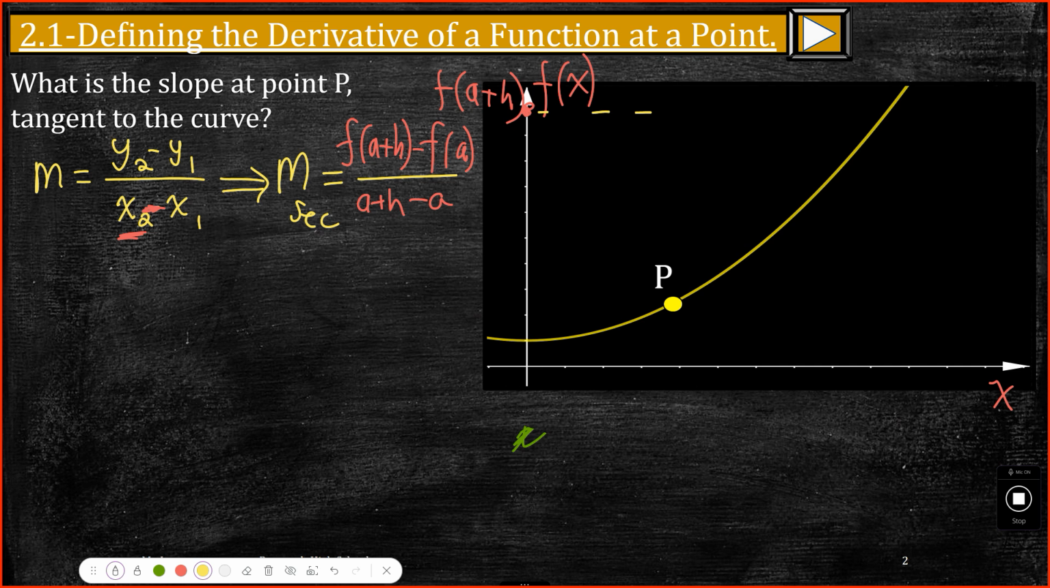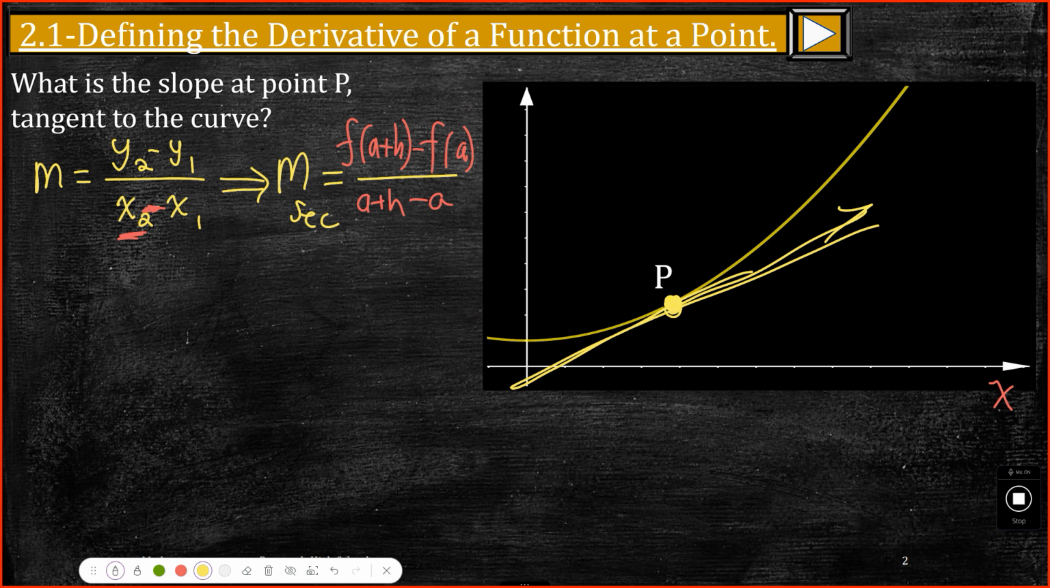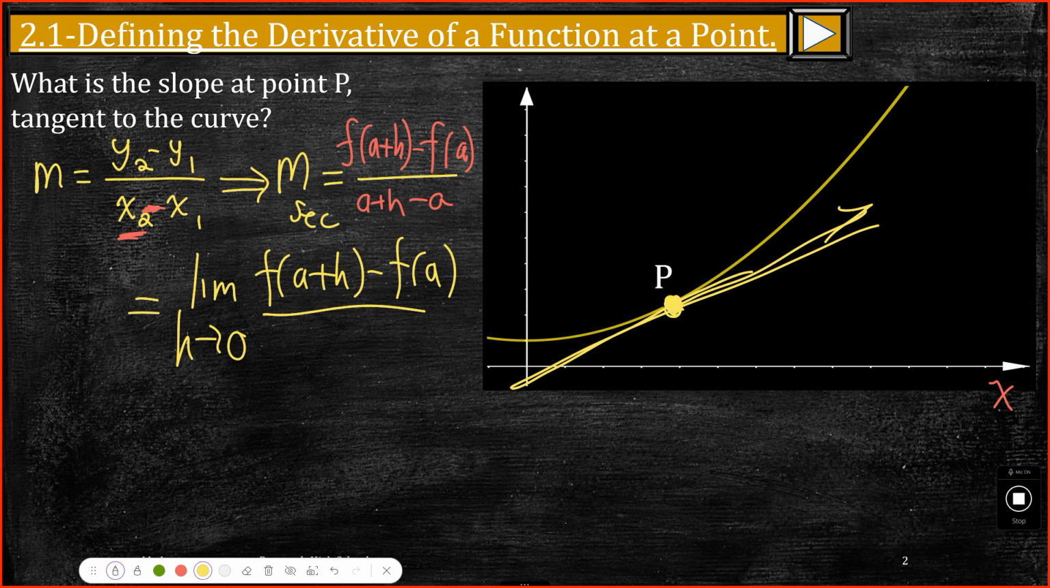And that is the big idea of calculus. So what we're going to do is then that the rate of change, the derivative, the exact derivative at point P, is going to be equal to this limit as h approaches 0 of this quotient, f of a plus h minus f of a, over a plus h minus a, where h is going to get closer and closer to 0, so that it essentially becomes 0.